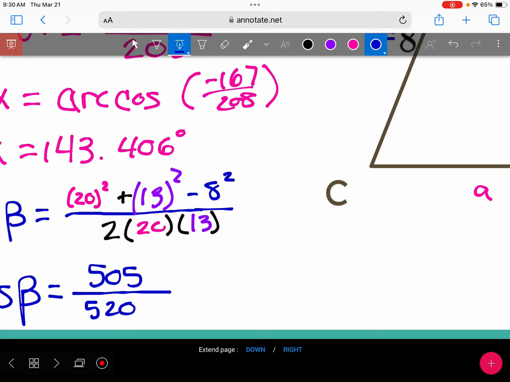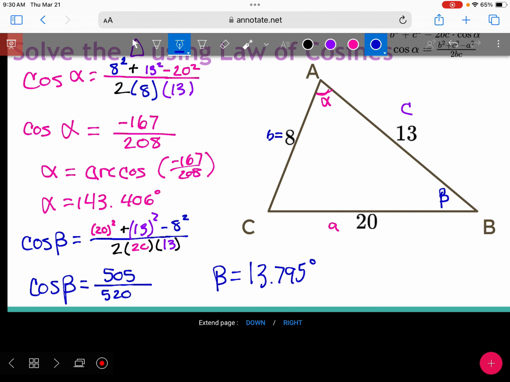So we're going to do our inverse cosine of this fraction. It doesn't matter if you simplify or not. If you type it in as one fraction, the calculators will auto-simplify. But when we arc cosine the fraction that we get, what do we get for our angle beta? 13.795 degrees. So now we know angle beta. We know alpha, we know beta.